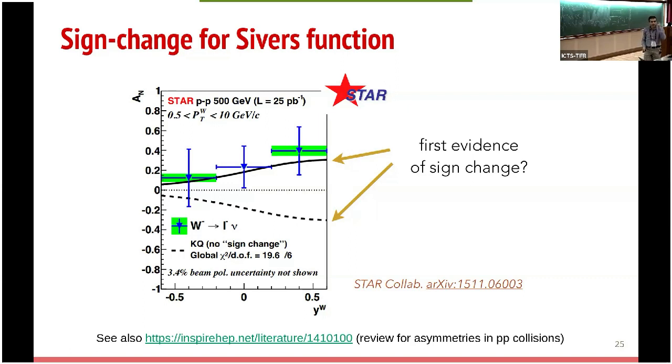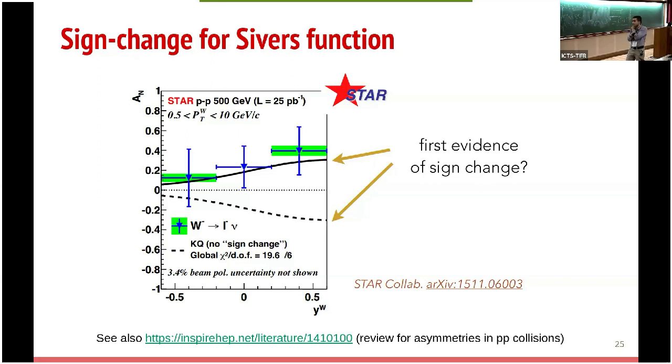What do you think? How many sigmas, how many standard deviations, is the curve away from the data? In the first point, both curves intersect the error bar, so both curves are compatible. In the second point, you are about two standard deviations away, and here it's by eye something like 2.5 standard deviations. So it's not really that we can say that this is a first evidence of sign change, I think, because the curves are not really incompatible with the data. So both scenarios are still there.